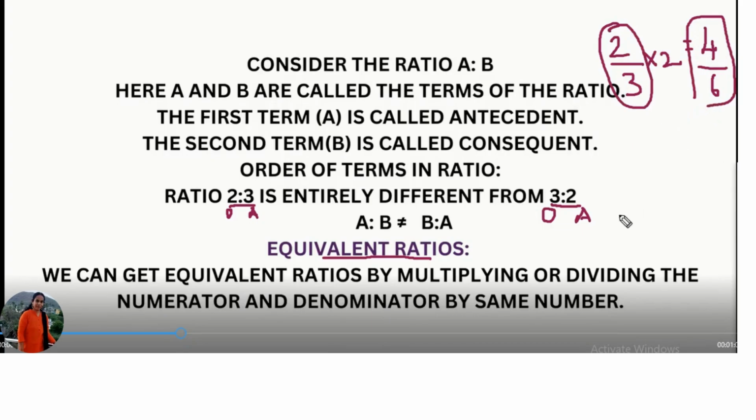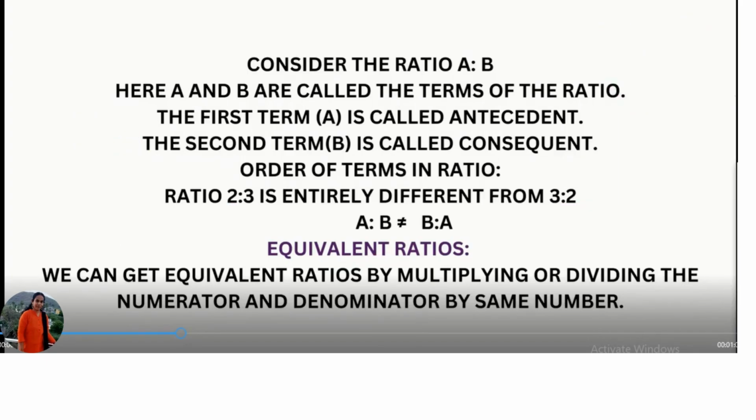In the same way, we can divide. If we take 9 by 6, we can divide it by 3. If you divide by 3, 3 3s are 9, 2 3s are 6. So 9 by 6 and 3 by 2 are equivalent ratios. Okay, children, can you understand?